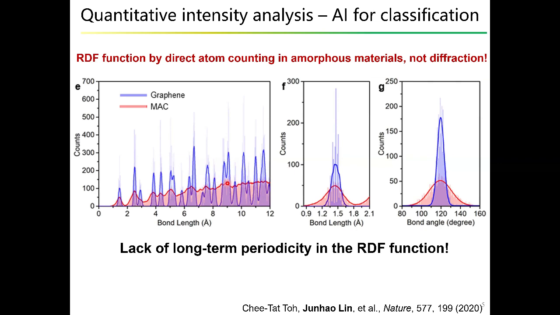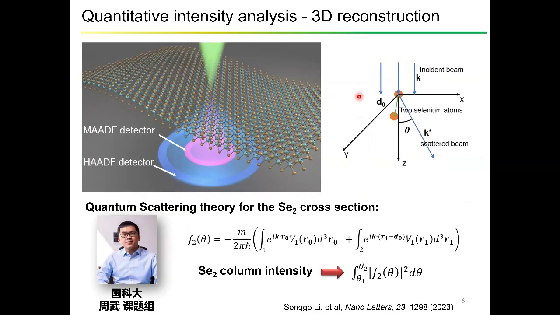Okay. However, as I told you before, this method, the quantitative intensity analysis, is quite powerful. So it not only can identify atoms, it can also identify the three-dimensional structural information. And this is a work in collaboration with Dr. Wu Zhou at UCAS. And we use the quantitative intensity analysis for the three-dimensional reconstruction in a monolayer material.